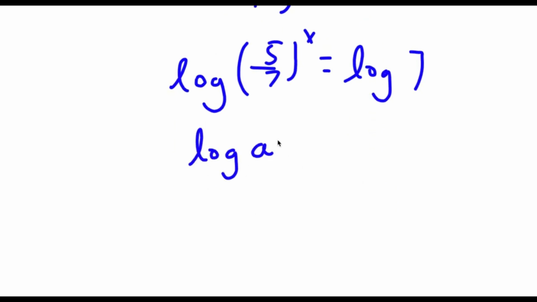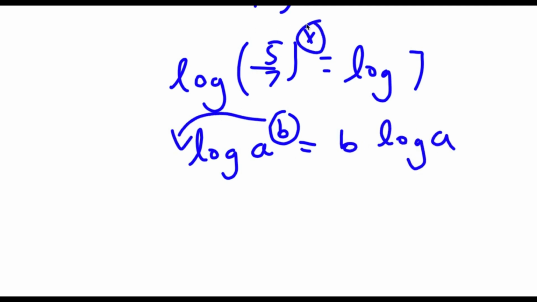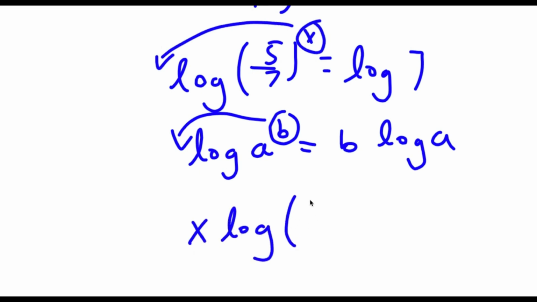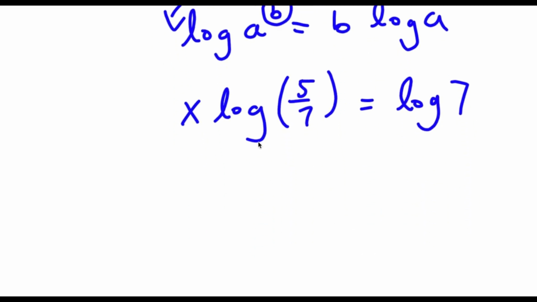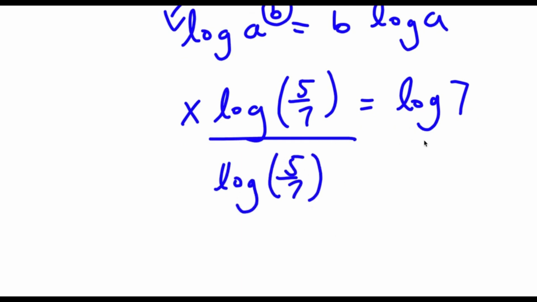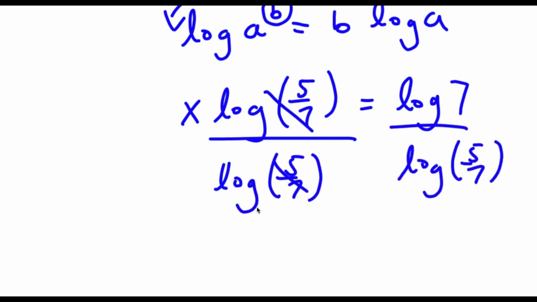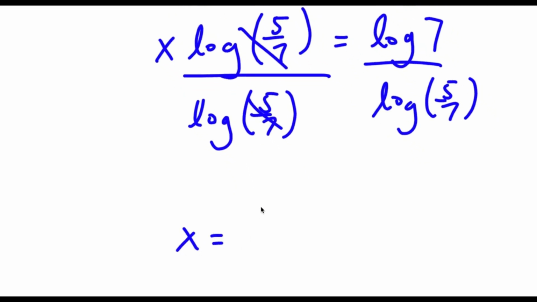Now if I have something in the form log a to the power of b, I can actually move this exponent b to the front of the logarithm. So this will equal b times log a. So I can move x here to the front. So this is going to equal x times log 5 over 7, which is equal to log 7. Now I'm going to go ahead and divide both sides by log 5 over 7. So then these two cancel out, and now I have x is equal to log 7 over log 5 over 7.